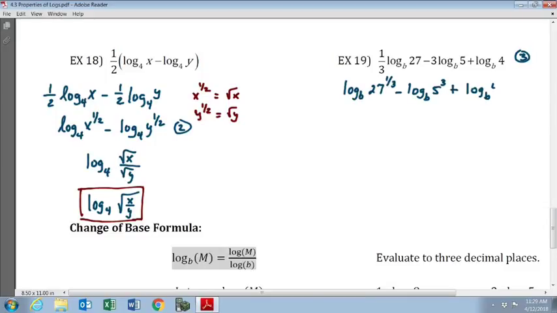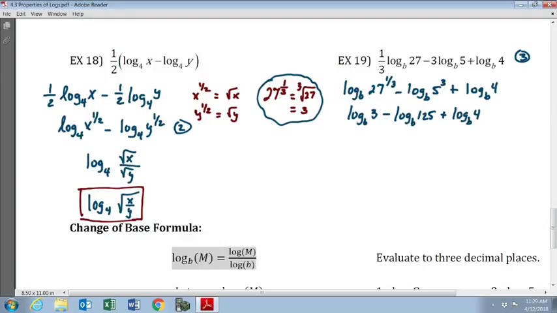So we get log base b of 27 to the 1/3 power minus log base b of 5 cubed plus log base b of 4. Now keep in mind, 27 to the 1/3 power, that's the cube root of 27, which is 3. And the other thing you'll notice is 5 cubed we could write as 125. So this is log base b of 3 minus the log base b of 125 plus the log base b of 4.